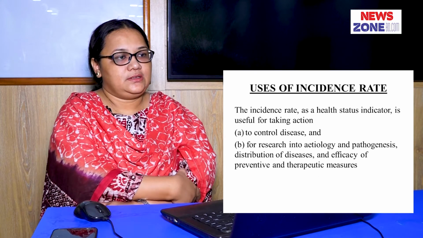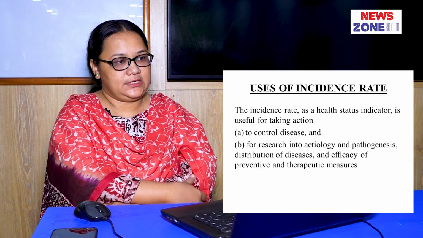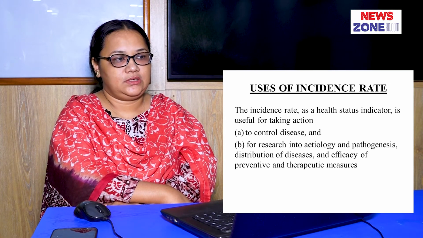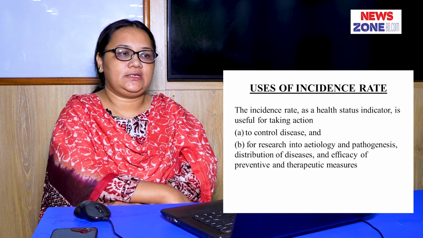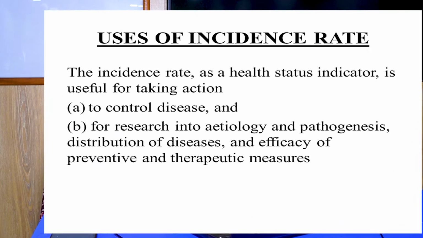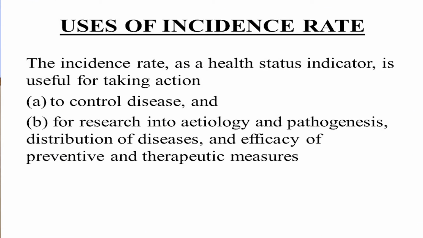Now we see the uses of incidence rate. The incidence rate as a health status indicator is useful for taking action to control disease and for research into etiology and pathogenesis, distribution of diseases, and efficacy of preventive and therapeutic measures.